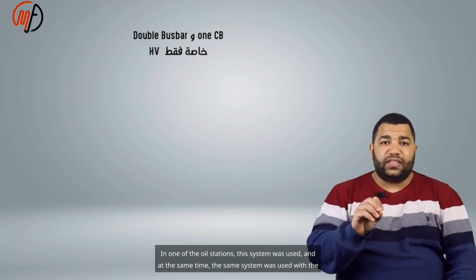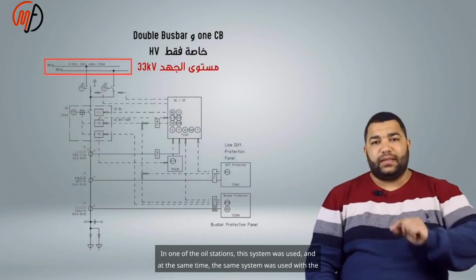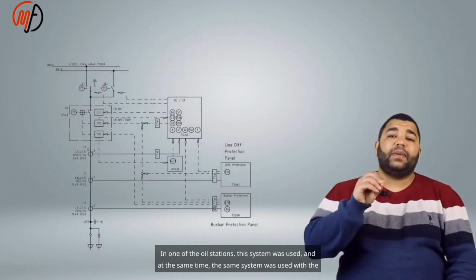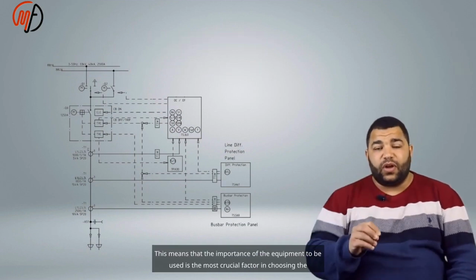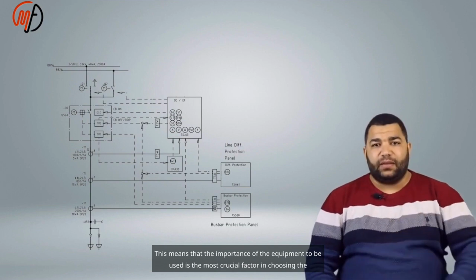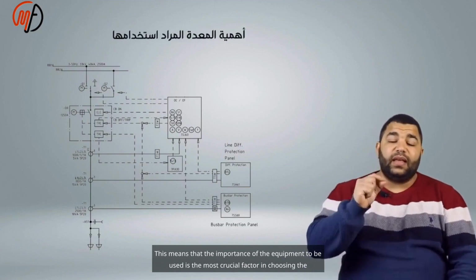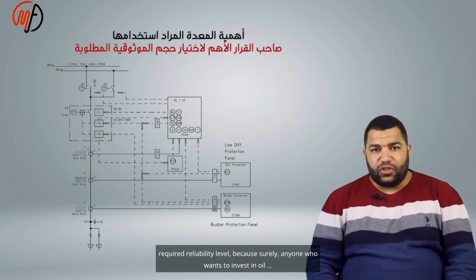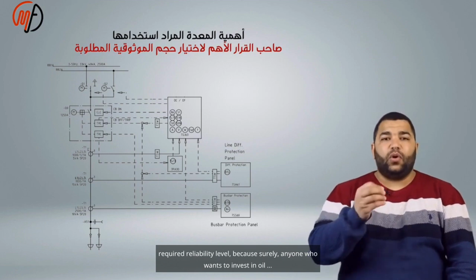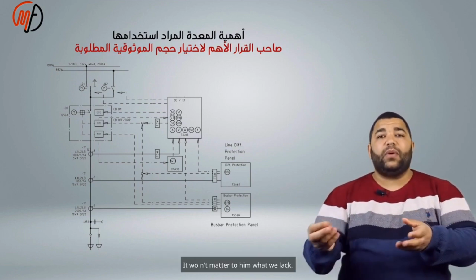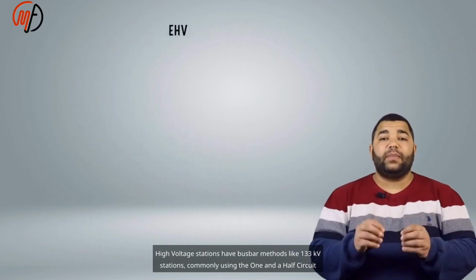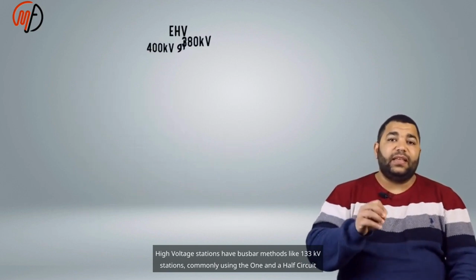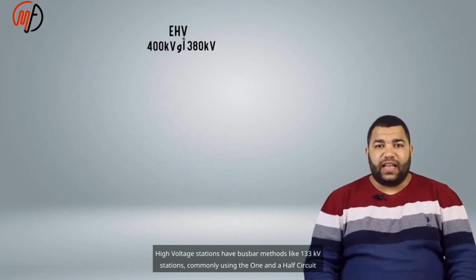In one of the oil stations, this system was used, and at the same time, the same system was used with the 400 kV. This means that the importance of the equipment is the most crucial factor in choosing the required reliability level, because surely anyone who wants to invest in oil, it won't matter to him what we lack. High voltage stations have bus bar methods like 132 kV stations, commonly using the 1.5 circuit breaker.